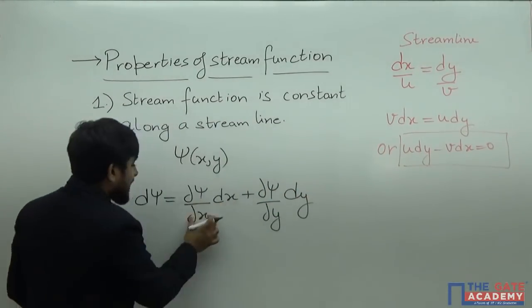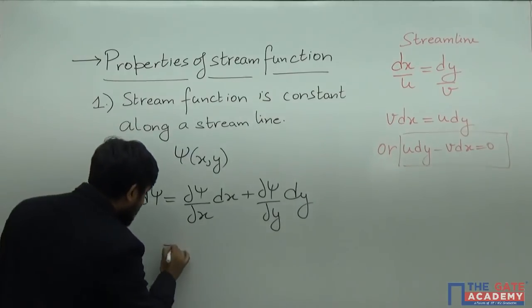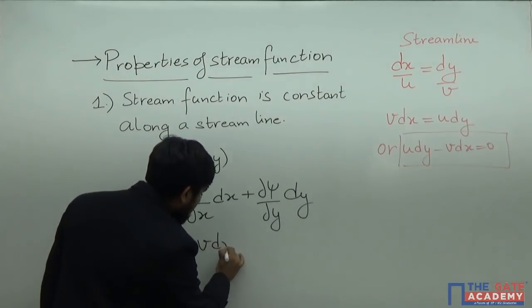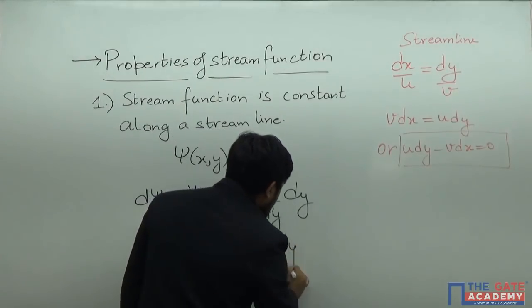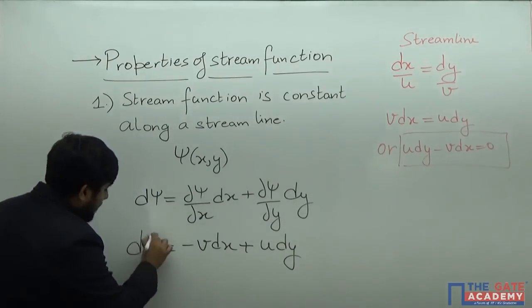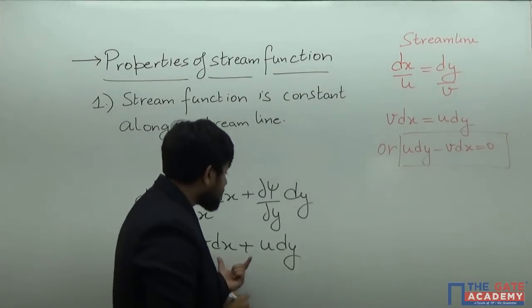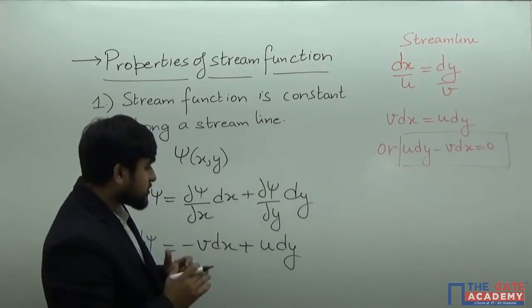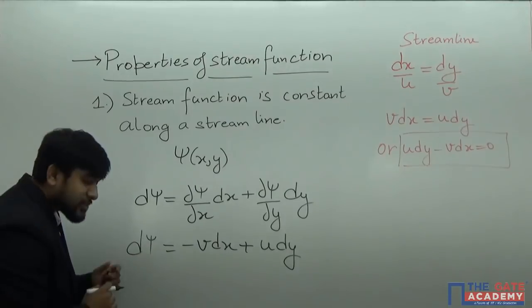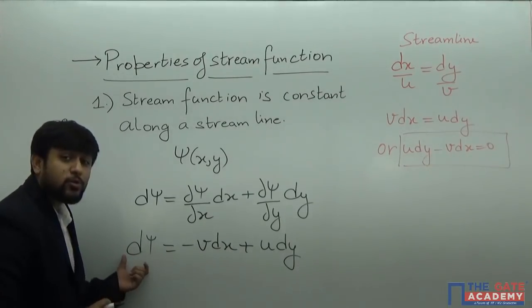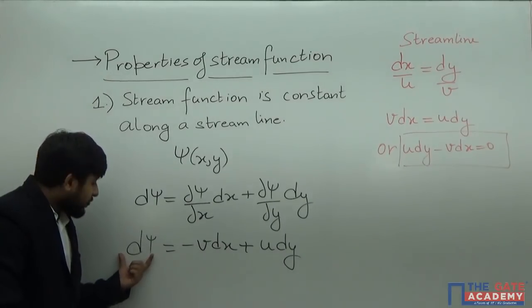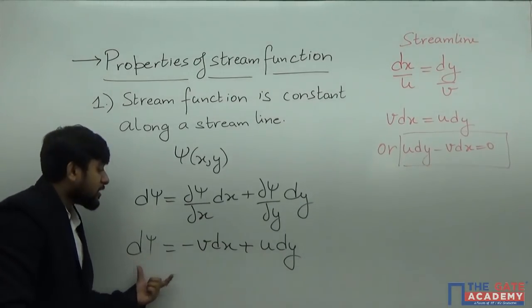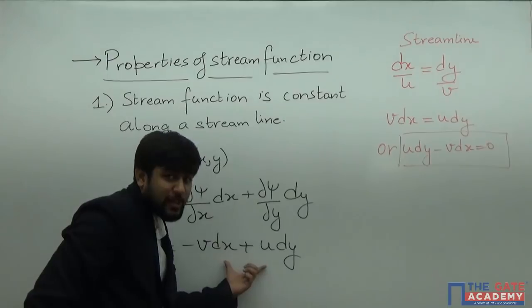Now what is del psi by del x? From the definition we get it as minus v dx. What is del psi by del y? This is u, so u dy. Therefore the total derivative of psi is equal to minus v dx plus u dy. What this means is that let us suppose we move from one point to the other in the flow field. Then the change in stream function because of this movement is given as minus v dx plus u dy.